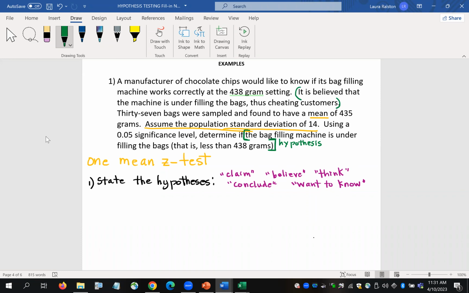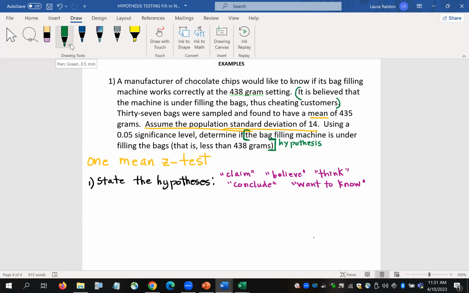Guys, this is a prime example of a real world problem, because in quality control, you have to make sure the machine is putting the right amount in the bag or the right amount in the bottles. Because if you're not, you're cheating customers, which could ultimately get you in trouble. So you want to make sure the machines are working properly. Okay, so you have the hypothesis.